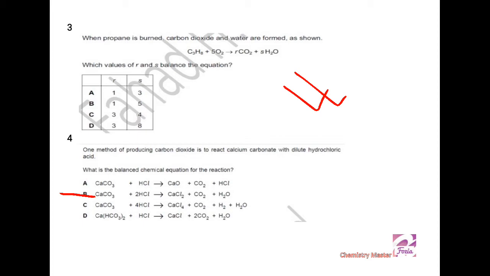Calcium carbonate plus 2HCl giving calcium chloride CaCl2, CO2, carbon dioxide, and water, H2O.